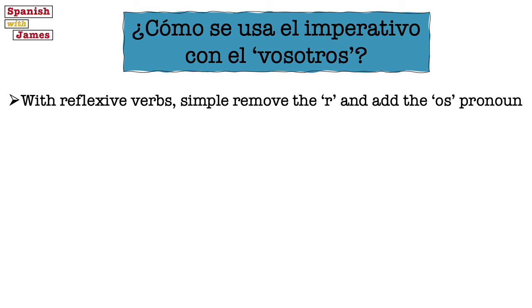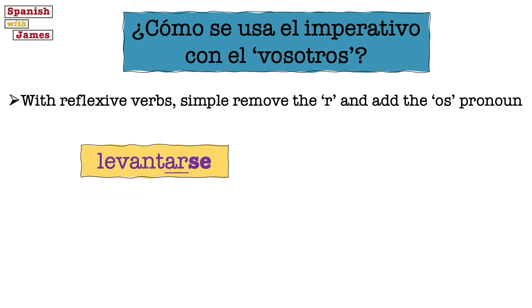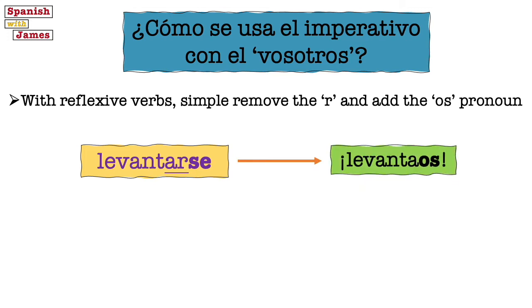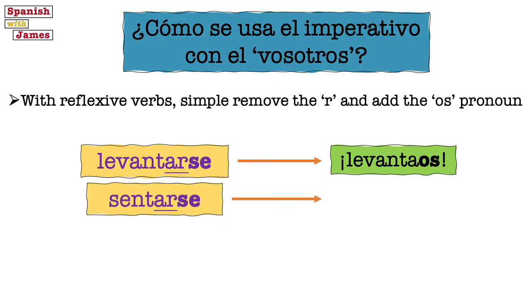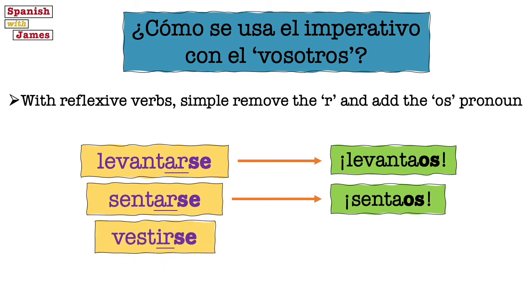With reflexive verbs, all we need to do is knock off the R and add the os pronoun. So if you want to say, get yourselves up to a group of people, we could say levantaos, and that could mean get out of bed, it could also mean stand up. And even though it's giving a command, you can be polite. You can say, levantaos por favor, get up please. Sentarse becomes sentaos, sentaos por favor, sit down please. And vestirse, to get oneself dressed, becomes vestidos. Vestidos por favor, get dressed please.